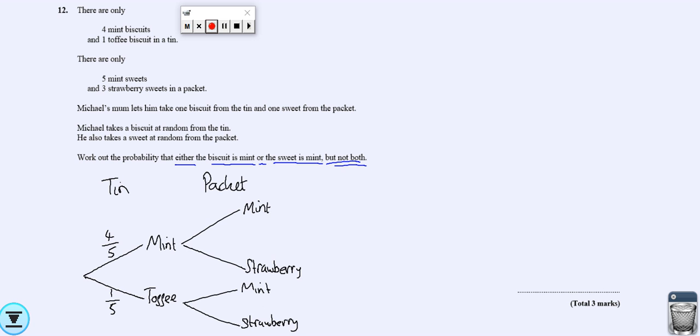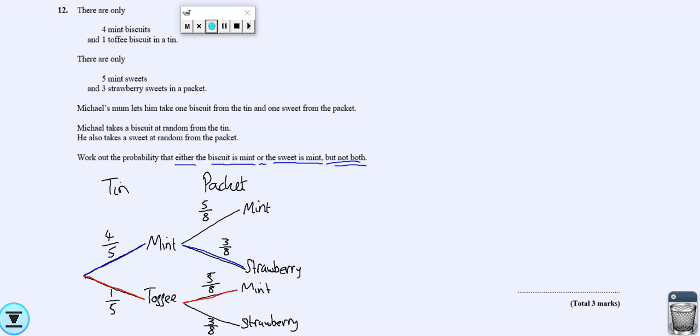And let's do those probabilities. Well, it says 5 mint and 3 strawberry. It's 5 out of 8 and 3 out of 8. Same probabilities down here. 5 out of 8 and 3 out of 8. I'm then going to think that either the biscuit is mint or the sweet is mint, but not both. So what routes could that be? Well, it could be mint and then strawberry, or it could be toffee and then mint.